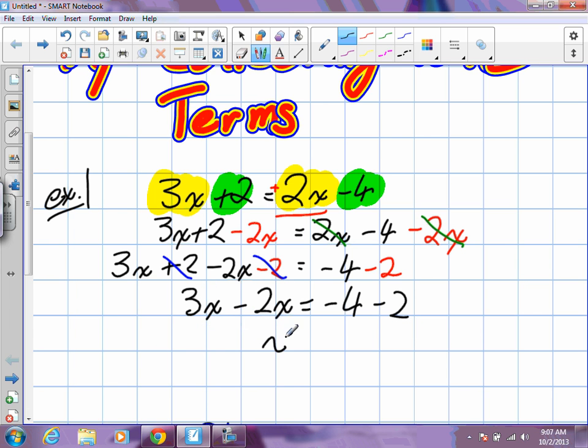We don't have to write that 1. What is -4 minus 2? -6. So in this case, our x is equal to -6.